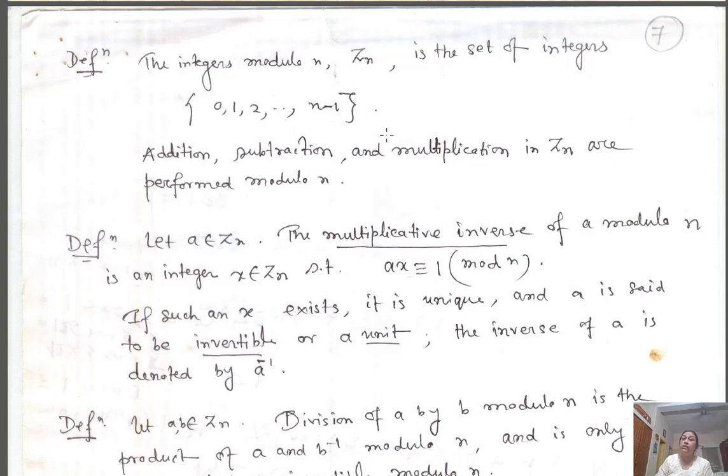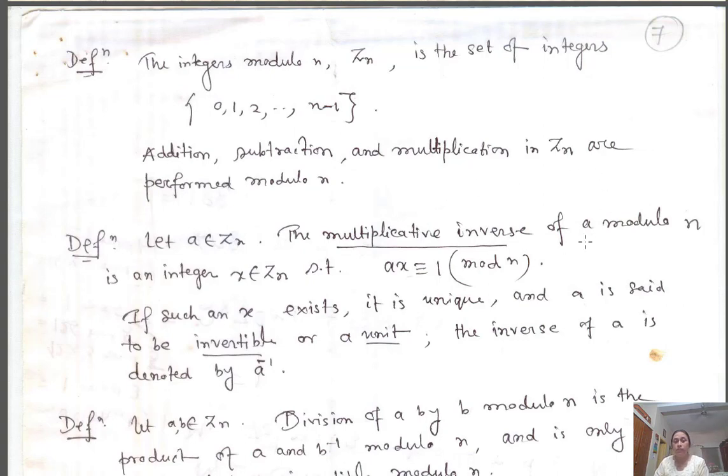Now we are interested in Zn. Zn also plays an important role in designing crypto systems. The integers modulo n: the elements are the possible remainders modulo n, so 0, 1 up to n − 1. This is the set Zn. Addition, subtraction and multiplication in Zn are performed modulo n.